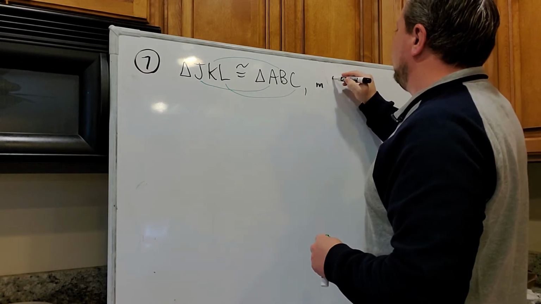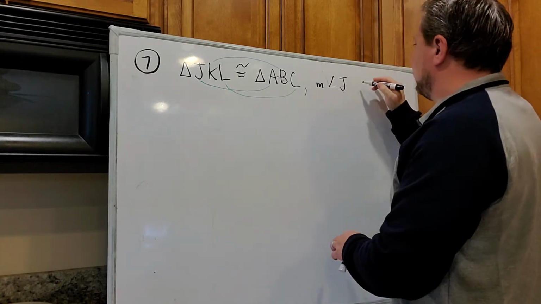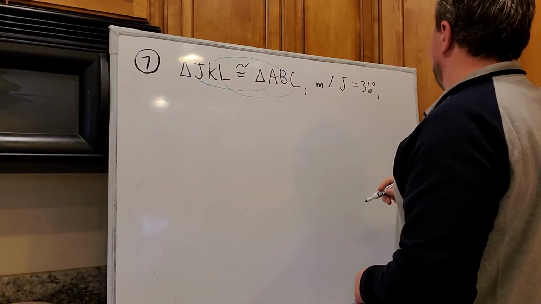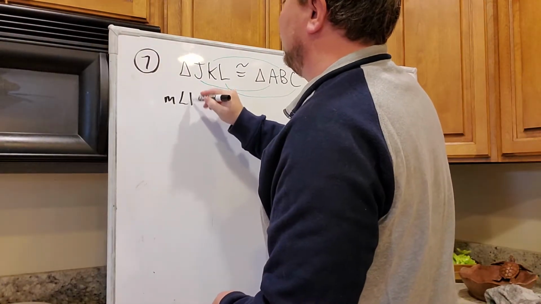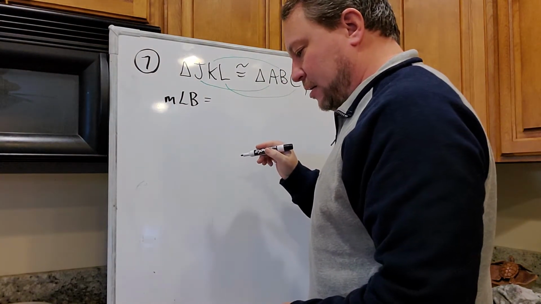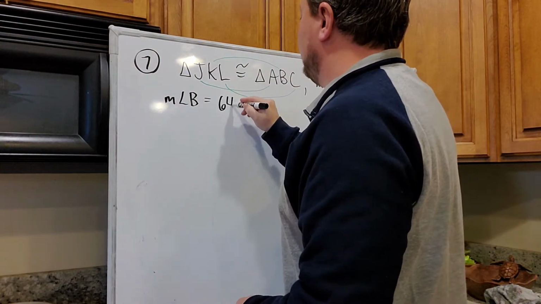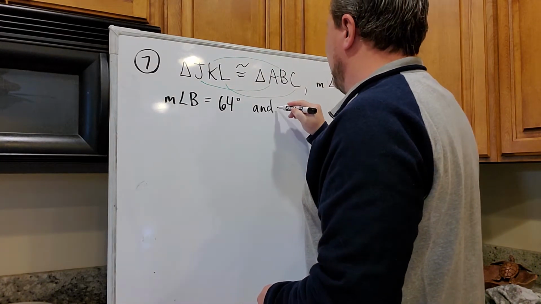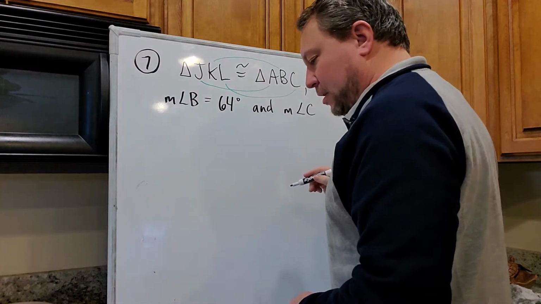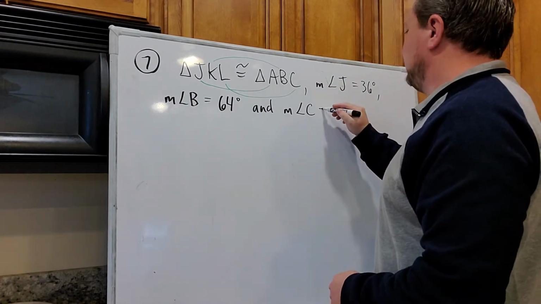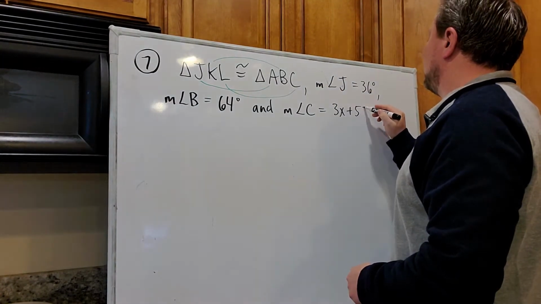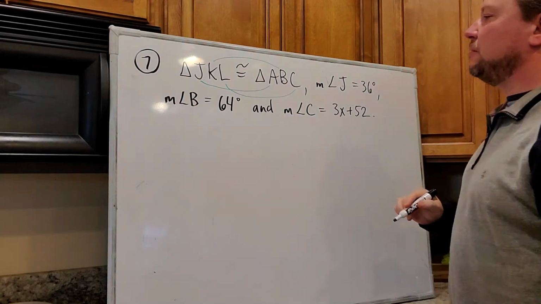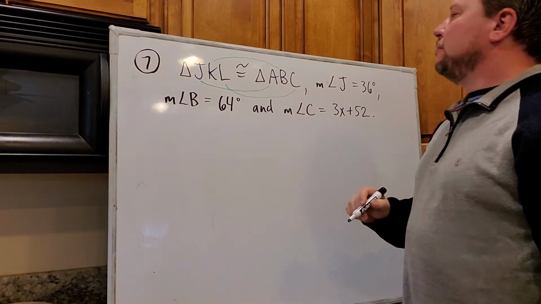you the measure of angle J is 36 degrees. The measure of angle B is 64 degrees. And the measure of angle C is 3x plus 52. And they want us to find x on this.